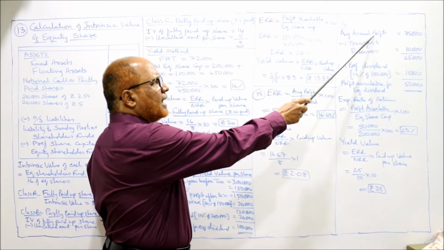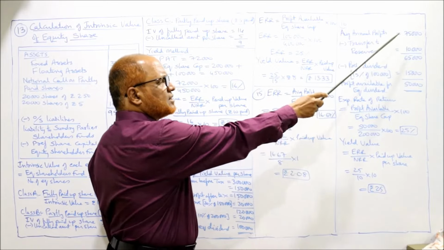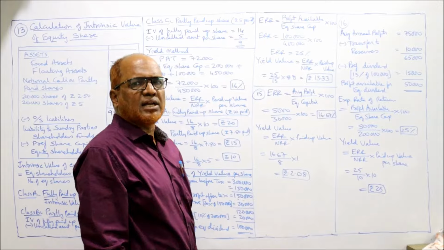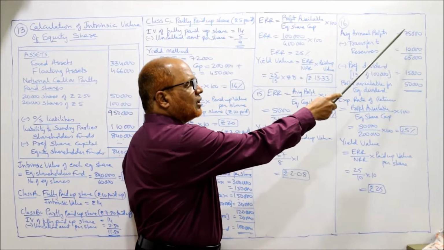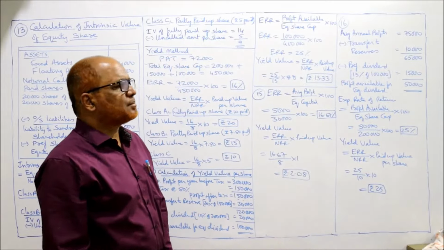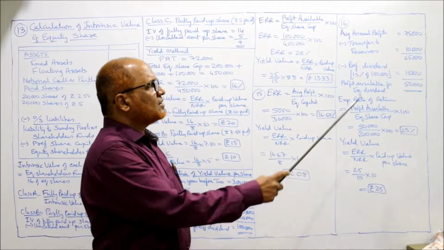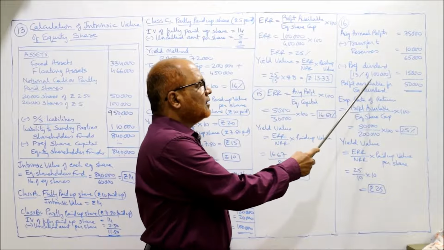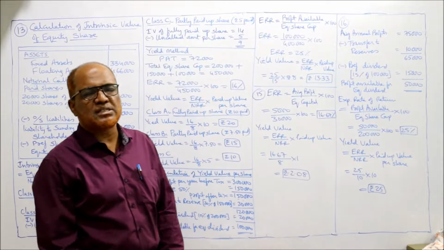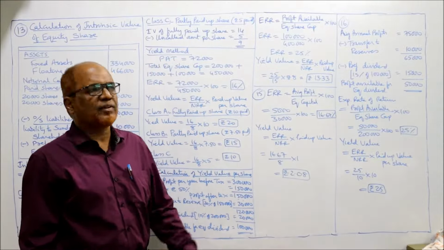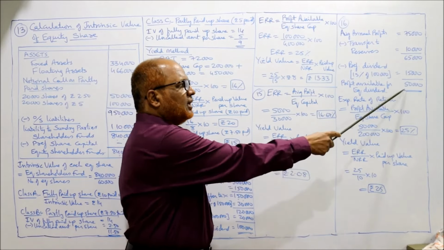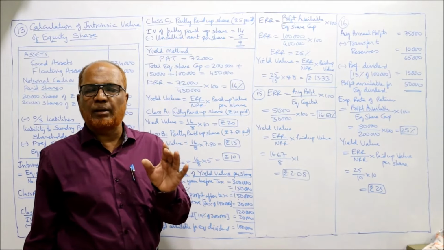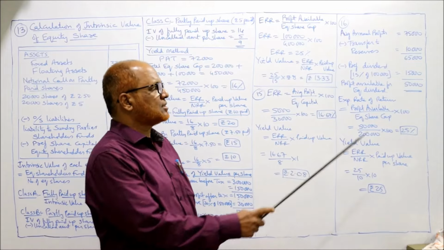Average annual profit of 75,000 is given. Transfer to reserve every year, 10,000 rupees are transferred to reserves. Deduct 10,000, we get 65,000. Less preference dividend. Preference dividend rate is 15%, and the preference capital is 1 lakh rupees. Then 15,000 rupees will be the preference dividend paid. Deduct preference dividend, and you will get profit available for equity shareholders. So 50,000 rupees is the profit remaining available for equity shareholders.